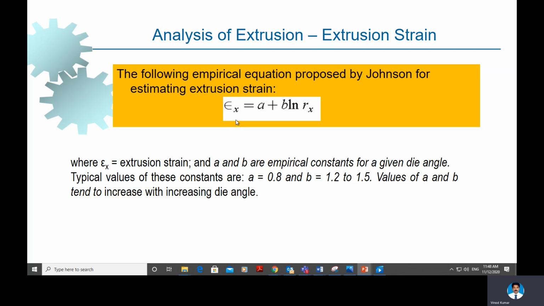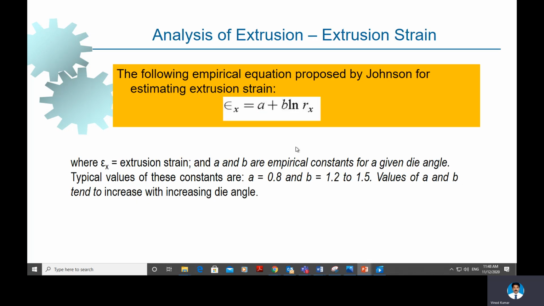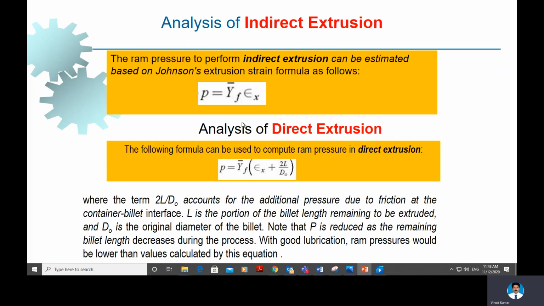Now we have the empirical equation proposed by Johnson for estimating the real extrusion strain, which is A plus B log Rx. A and B are Johnson's constants, where A is 0.8 and B is 1.2 to 1.5. And log Rx, as we already studied, is epsilon, the ideal strain. We can say log A naught over AF, the ideal strain epsilon, needs to be substituted here to find the real extrusion strain, which is A plus B log Rx.